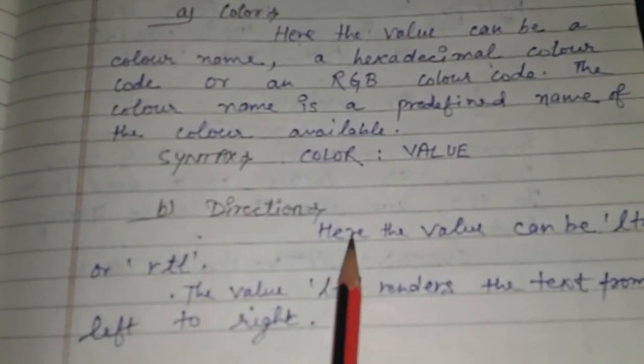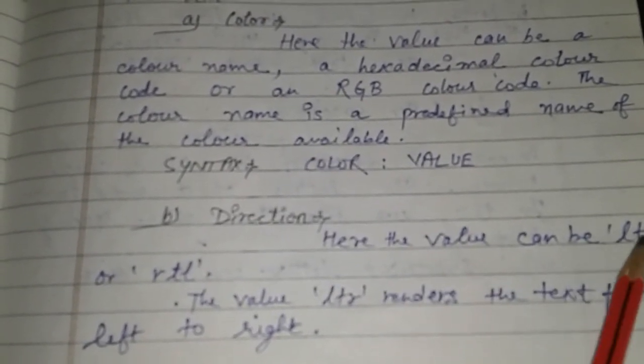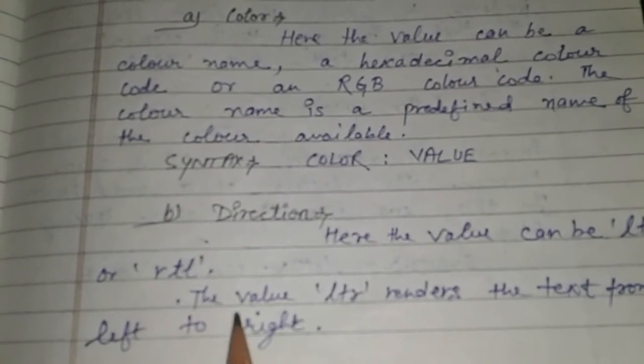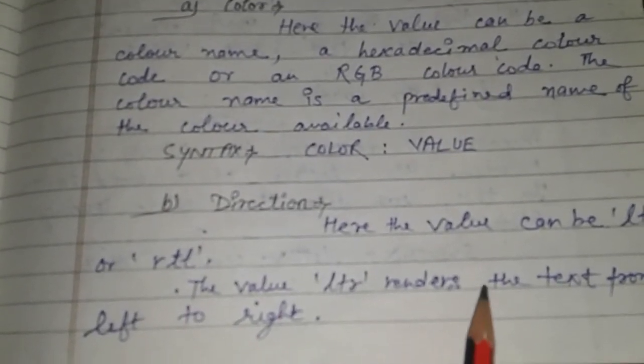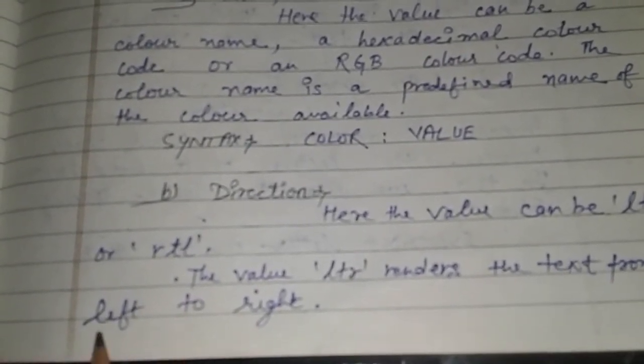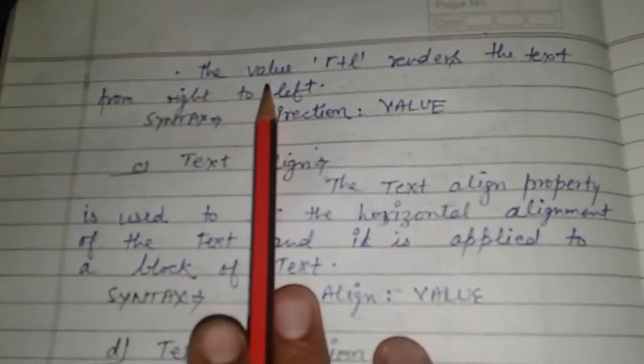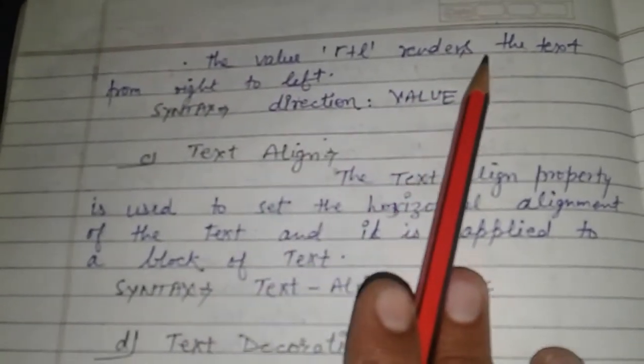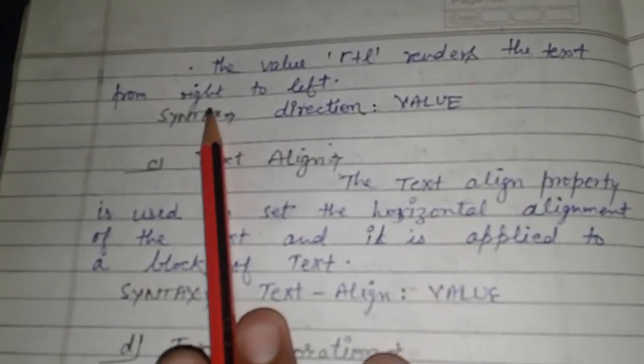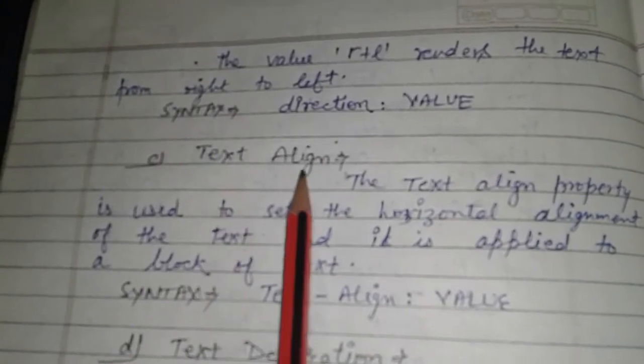B. Direction. Here the value can be LTR or RTL. The value LTR renders the text from left to right. The value RTL renders the text from right to left. Syntax: direction: value.